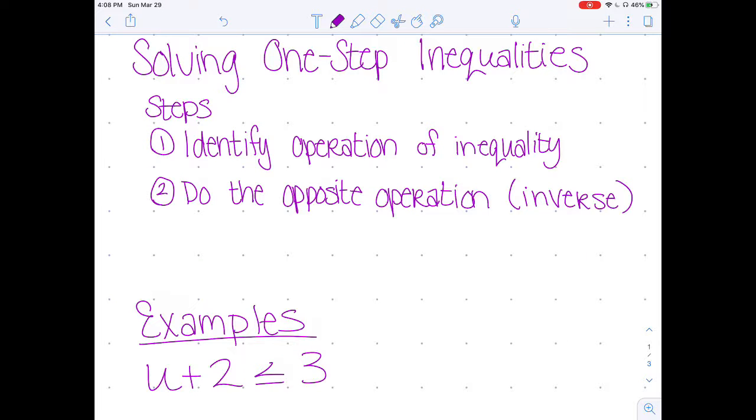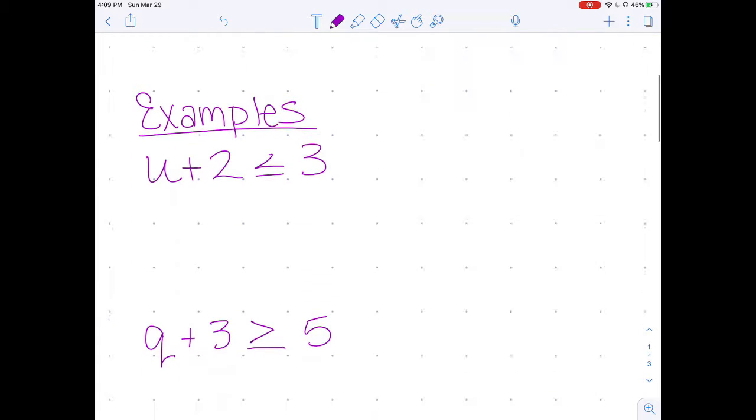Okay, today we're going to work on solving one-step inequalities. For doing this, there are two steps in the process. First, we're just going to identify the operation of the inequality. We're going to figure out what operation they're doing in the inequality. And step two is to do the opposite operation, which is also called the inverse.